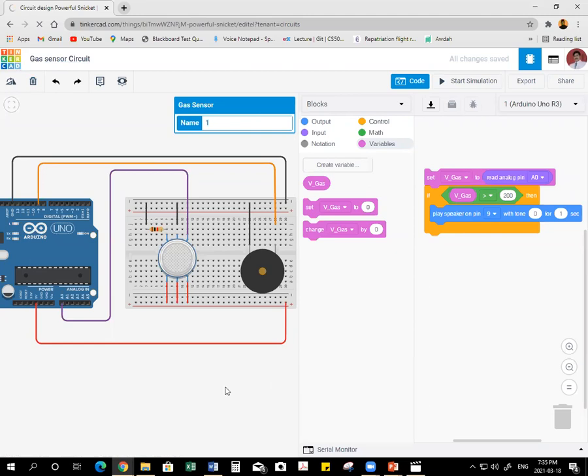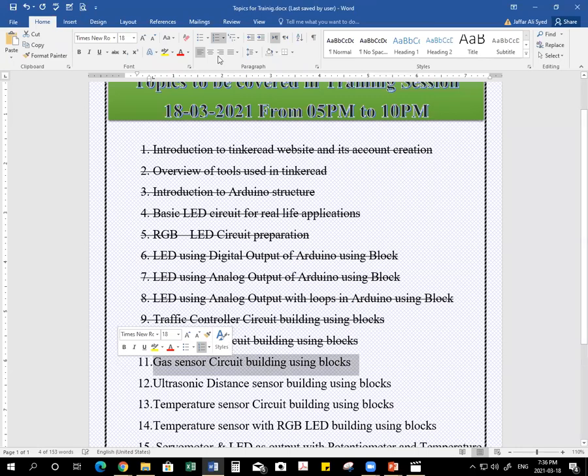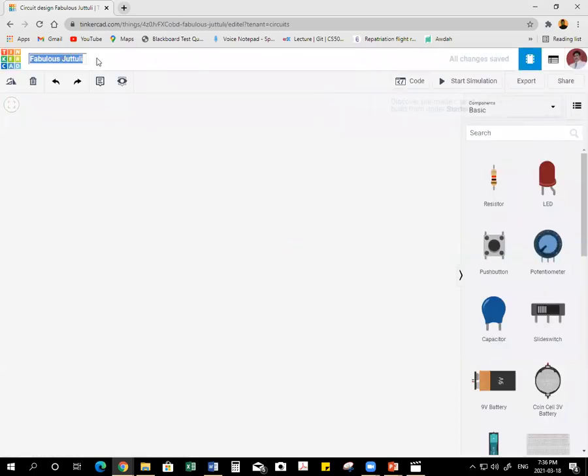Any doubts? We finished the gas sensor, then ultrasonic, then temperature. Two are there. Then we have the good one, 736. We have to finish ultrasonic and temperature both in this time, otherwise time will not be sufficient. Create new. Okay, I will name it ultrasonic distance sensor.